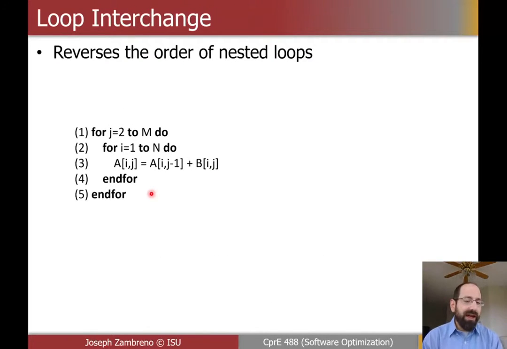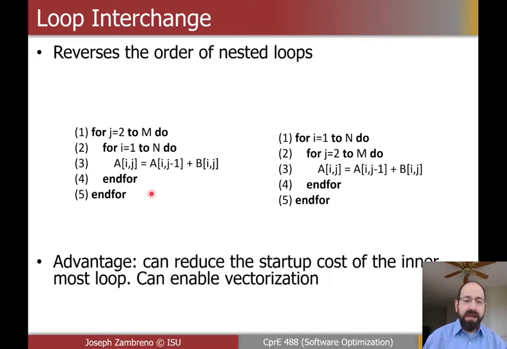Loop interchange. This should look a little familiar from our motivating example, where we didn't replace the order of the loops, but we replaced the order of the access pattern. But it leads to the same exact result here. Reversing the order of nested loops can enable all sorts of follow-on optimizations and also can have really large impacts on cache performance as well.